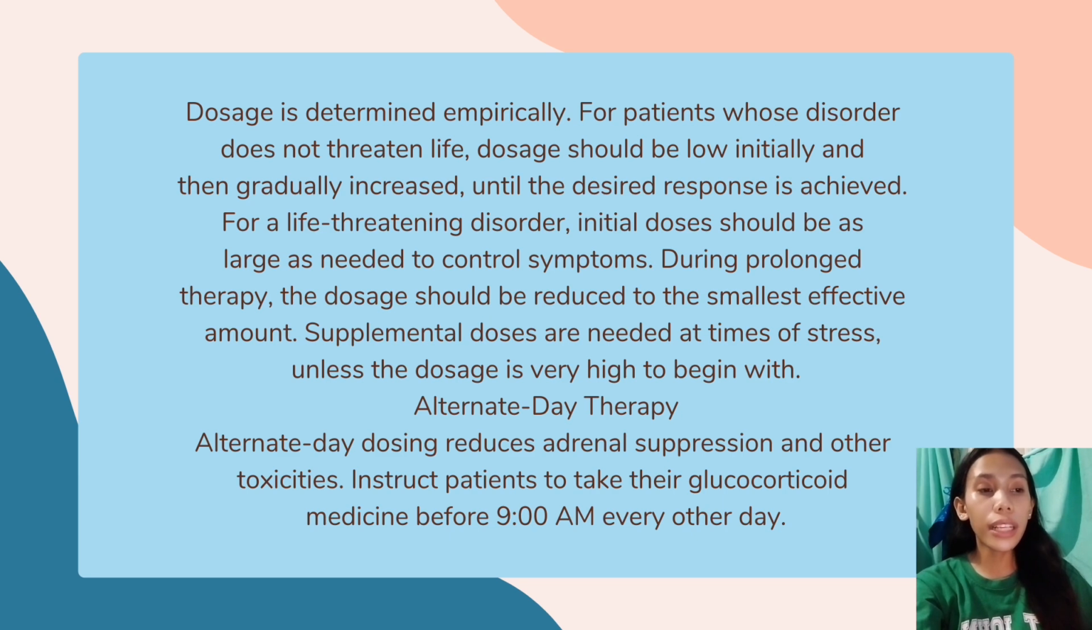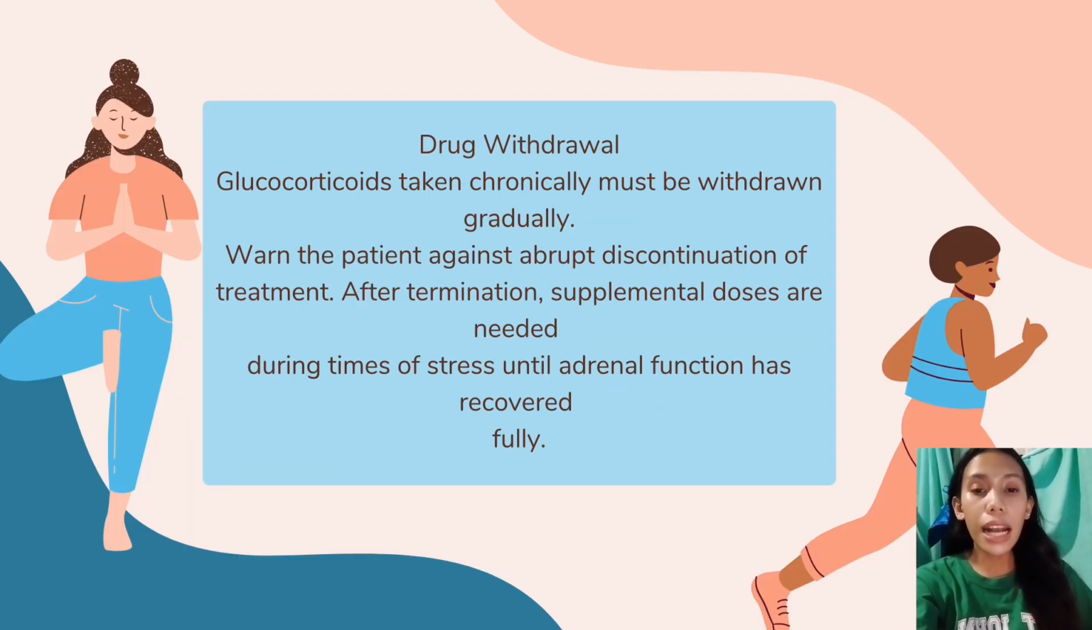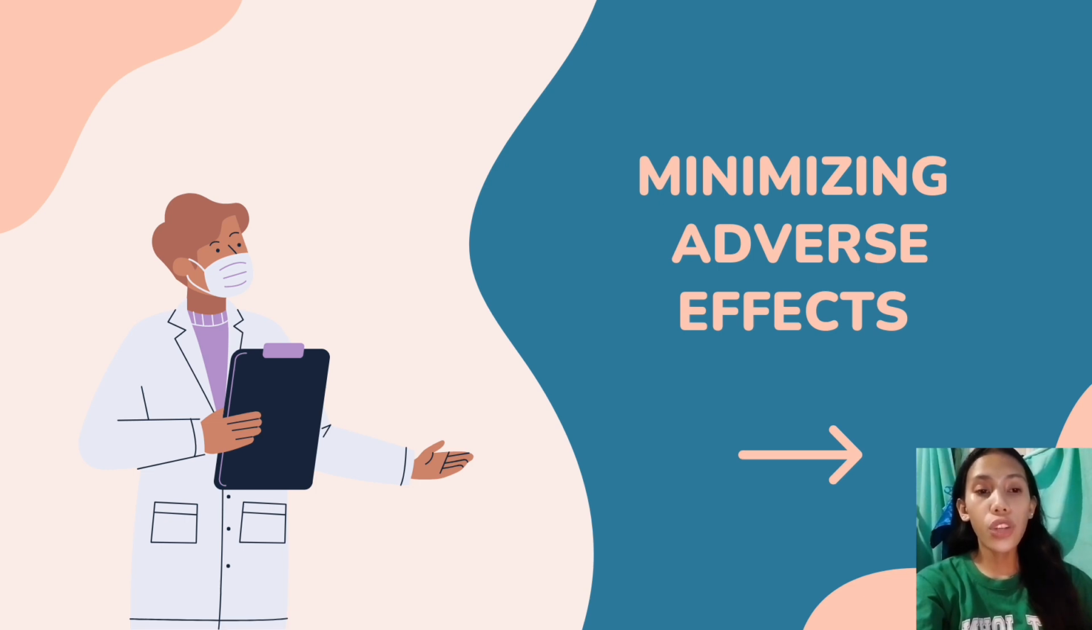Drug withdrawal. Glucocorticoids taken chronically must be withdrawn gradually. Warn the patient against abrupt discontinuation of treatment. After termination, supplemental doses are needed during times of stress until adrenal function has recovered fully. Minimizing adverse effects.